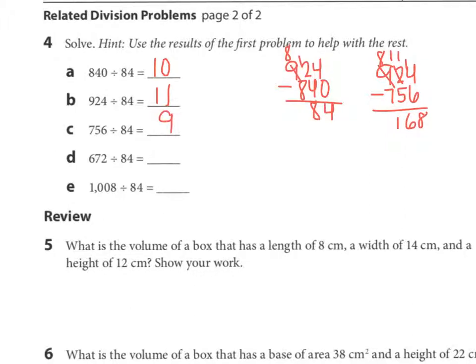Let's go on to D. For D, I see 672 divided by 84. So again, I'm thinking, what's the difference here? Looks like the difference may just be one group of 84 less. So therefore my quotient is going to be 8. And then for E, I see 1008 divided by 84. So I'm coming up here to look at 924. It looks like 1008 is 84 more than 924. So if E is one group more than B, instead of 11, it's going to be 12. That's right.